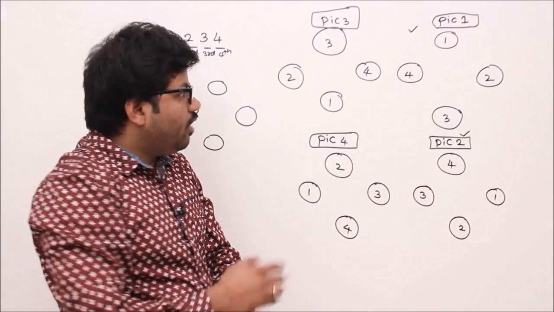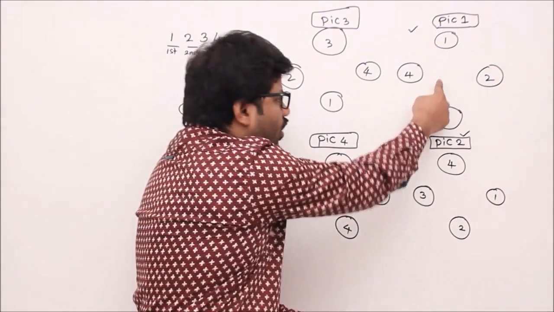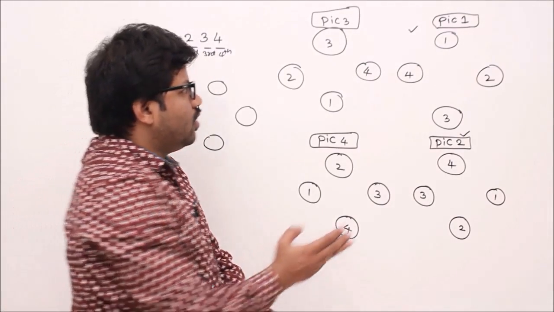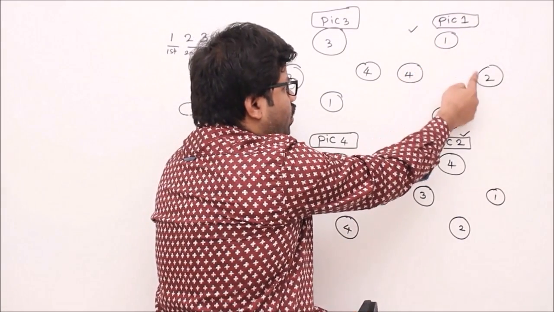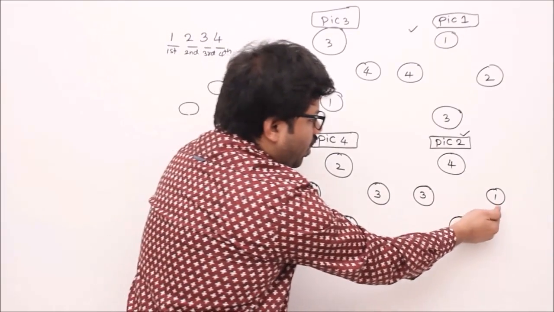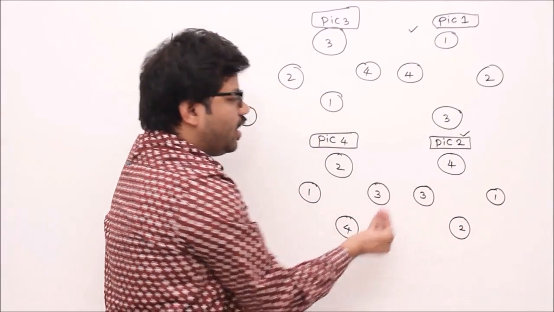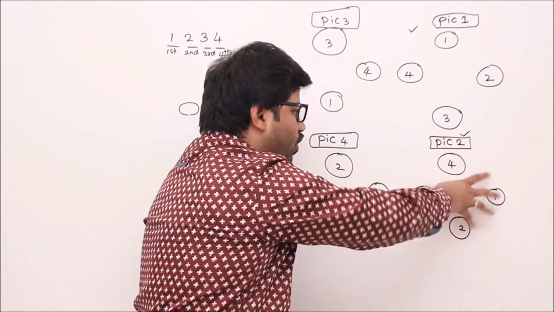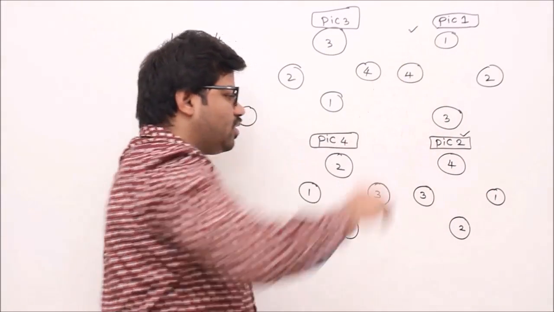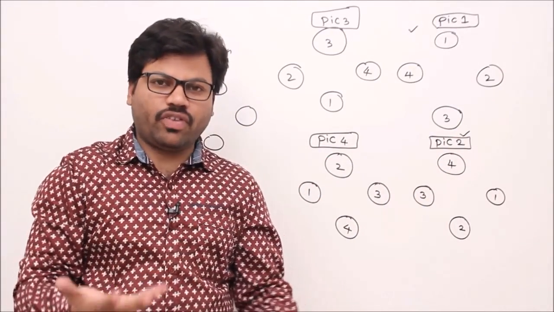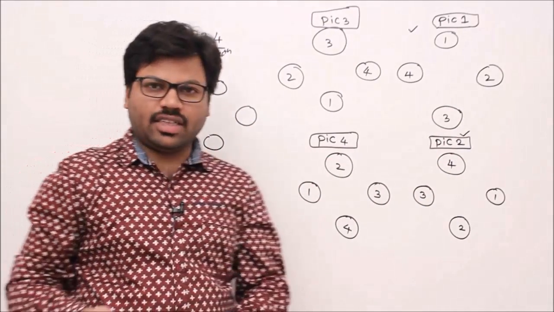Now, if I change my view, there is no difference between these two. Why? Simply rotate the table. So 1 is here, after that 2, after that 3, after that 4. Now where is 1 in this picture? 1, after that 2, after that 3, after that 4. So simply rotate this table, like if I rotate so that 1 comes to the top like this, then you see that these two are same. There is no difference, combination wise they are same.